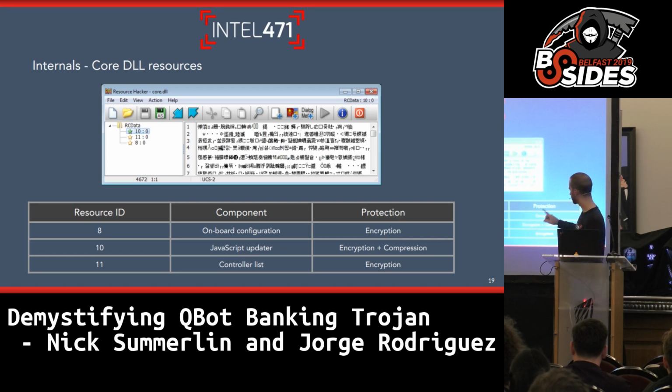For these resources, we have only one layer of protection for onboard configuration and controller list. This is only the encryption layer, RC4. And for the JavaScript updater, we have also the compression layer. The controller list and the onboard configuration are not really huge files. So when the thing gets bigger, I guess QBot operators want to make the executables tinier, so they compress these files.